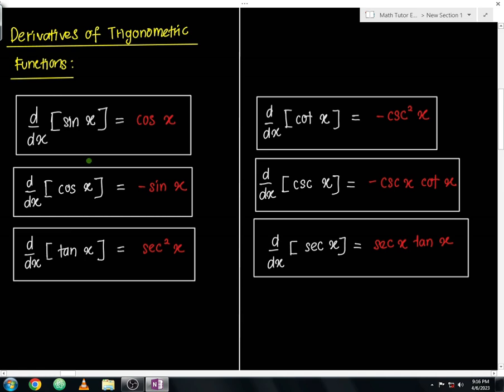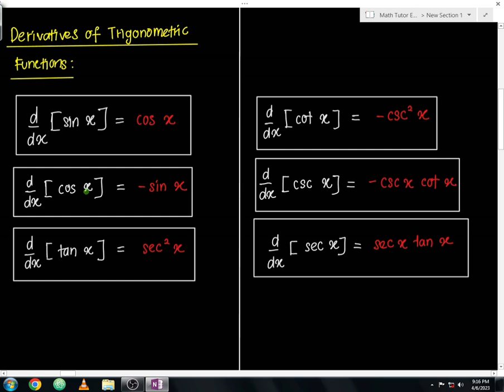For the starting one, if you are differentiating sine x, you should be getting cos x, which means that your dy over dx or y prime will be equal to cosine x. So this is the first formula. As for the second formula, you have a function of cos x. When you differentiate it, you should be getting negative sine x. This is the derivation from cos x. So this is the second trigonometric function.